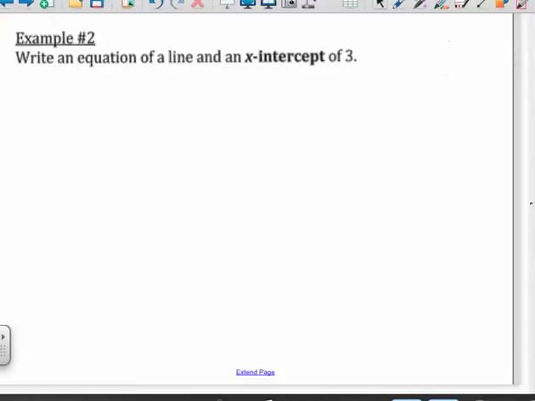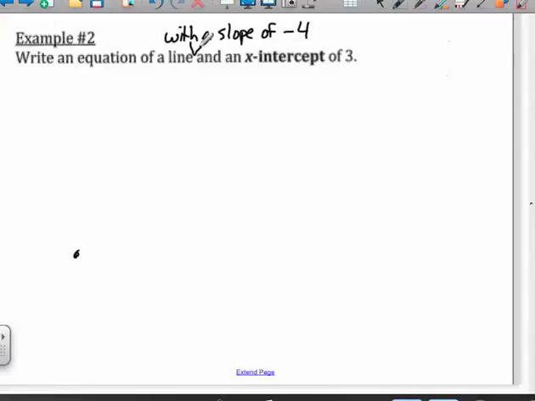Okay, guys. For example number 2, there's a typo in here. Some information that we're missing. This says write an equation of a line with, okay, come on, smart board, you're not helping me. With a slope of -4. That goes right there. And an x-intercept of 3. I'm sorry about that, guys. So right after line, it should say with a slope of -4 and an x-intercept of 3.